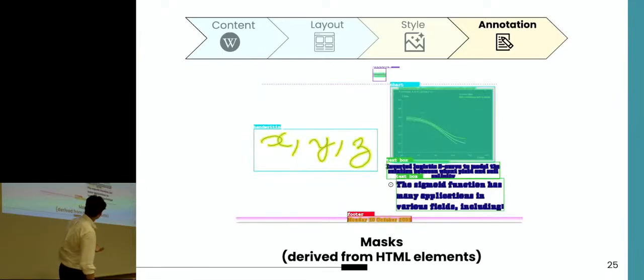And then you can also have a segmentation mask. To get this, we also use the HTML, and then we also use a JavaScript tool to compute image differences with each element. Because in HTML, you can hide elements, and then we hide an element, and then we can compute the mask.